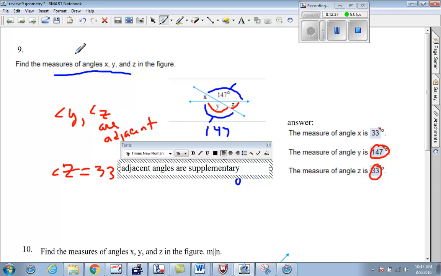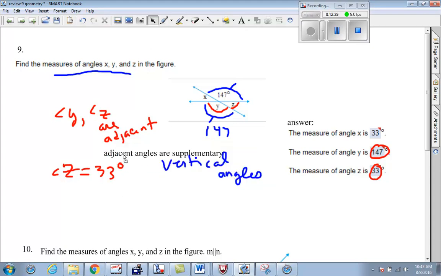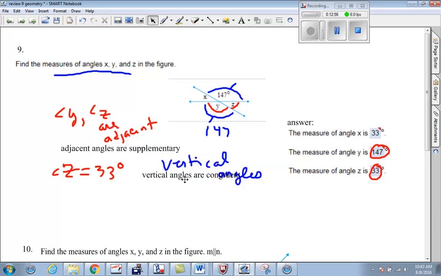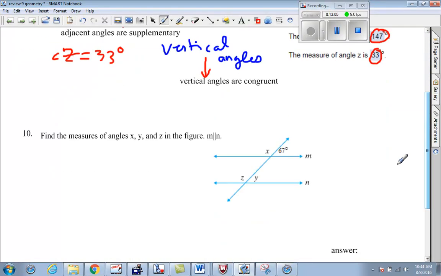Okay, so all those things, of course, were in the guided notes, but I'm just bringing it back to the front burner. And the other big note to self there is that vertical angles are congruent, the same measure. All right, let's head to the next one, number 10. Find the measures of x, y, and z in this figure given that m is parallel to n.